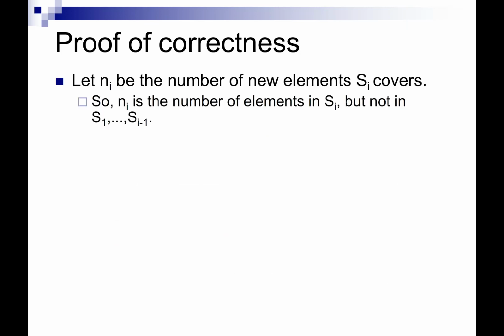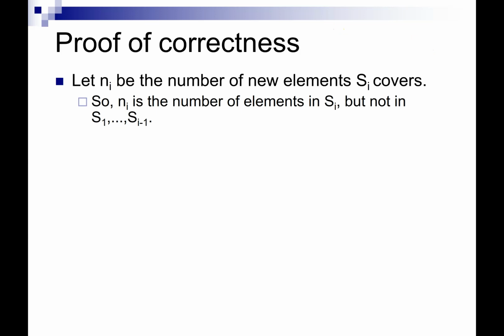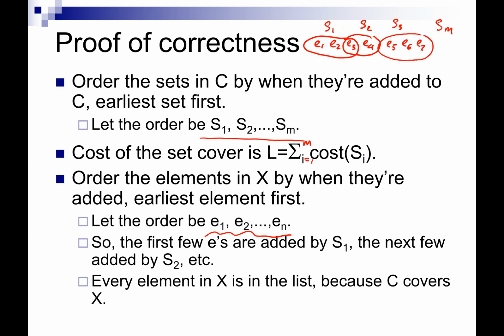Now let Ni be the number of new elements that Si covers. For example, N1 here would be equal to 3, because S1 covered 3 new elements. Then S2 covers 2 elements, but only one of them is new, only E4 is new. Therefore, N2 is going to be 1. And then S3 is going to cover 3 new elements, so N3 is going to be 3.